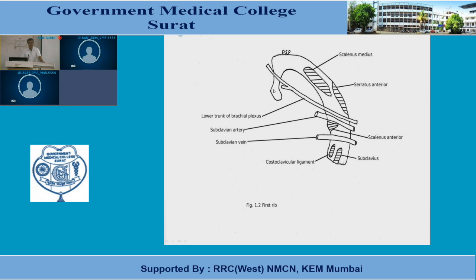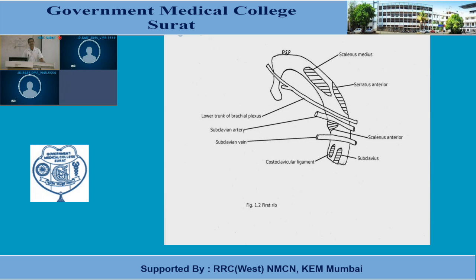Now as you go posteriorly, at the neck of the first rib, there lies the ascending branch of the ventral ramus of the first thoracic nerve. One branch comes from the first thoracic nerve, and one ascending branch from the ventral ramus of this first thoracic nerve. These are the structures in relation with this first rib.